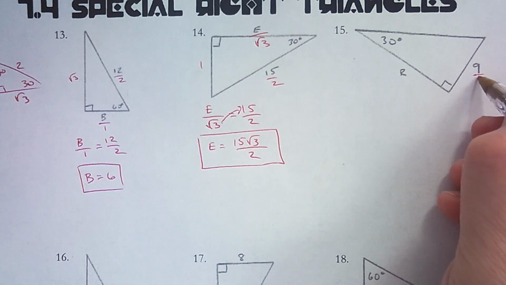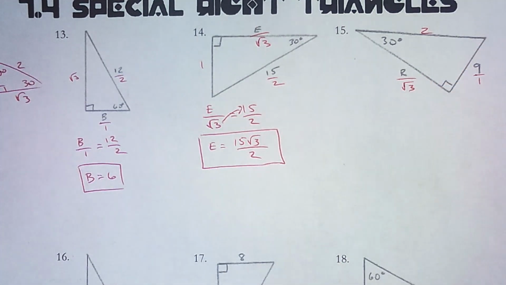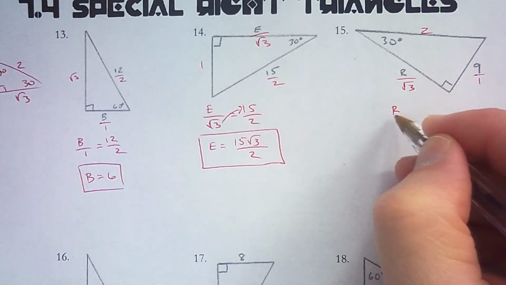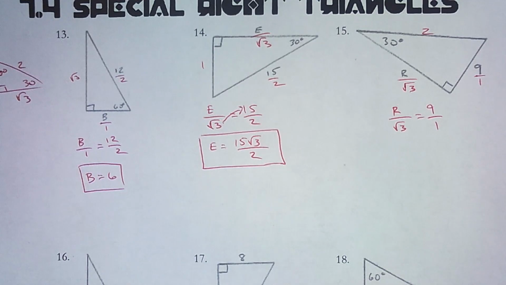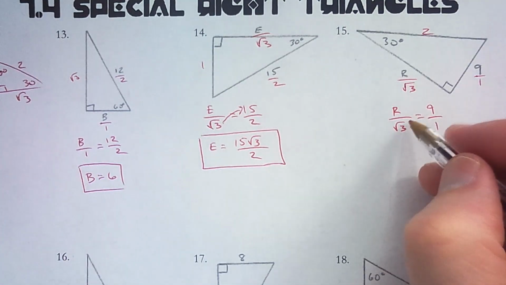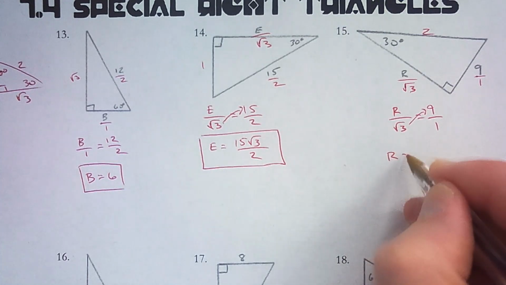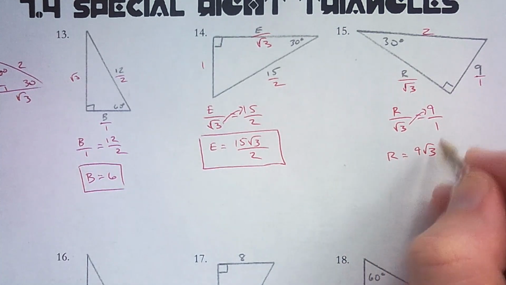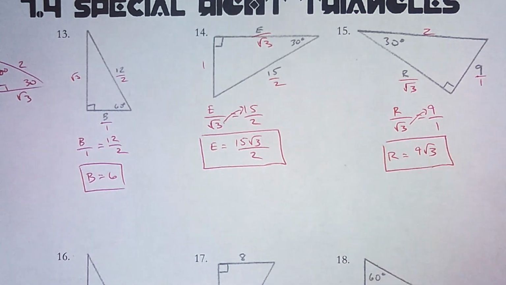Okay, short leg is to 1, hypotenuse is to 2, long leg is to the square root of 3. So I have r is to the square root of 3 as 9 is to 1. And I can take what's under that r and multiply it diagonally across, and I get r is 9 times the square root of 3, and that's over 1, which is just 9 times the square root of 3.